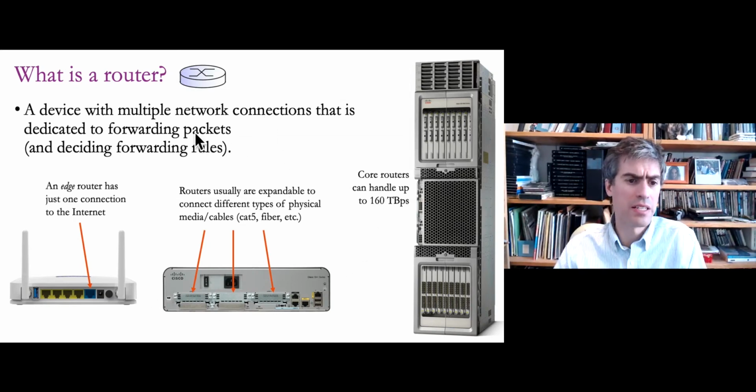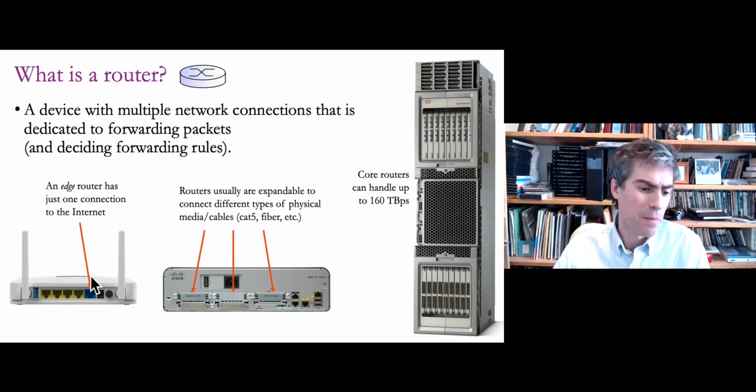A router is a device with multiple network connections or links that's dedicated to forwarding packets and also deciding forwarding rules. But we'll talk about deciding the rules later. For the purpose of this chapter, it's implementing forwarding rules to forward packets. So there are small routers and big routers. An edge router is a router with just one connection to the internet, and then connections to end devices that are going to supply traffic and receive traffic, such as the router that you might have in your home.